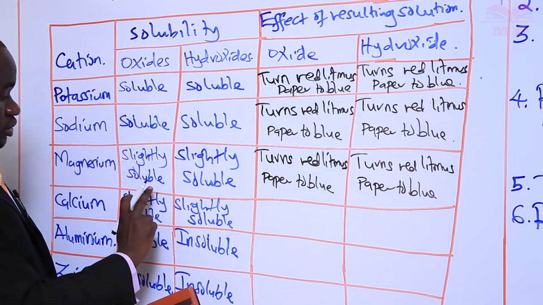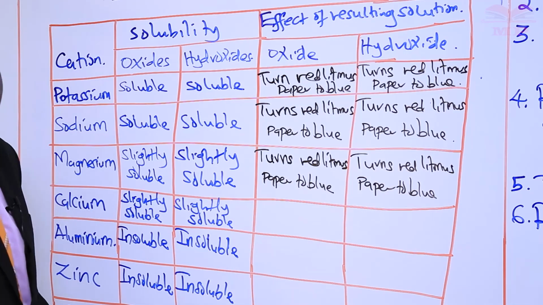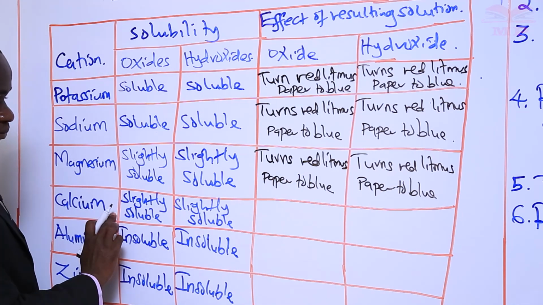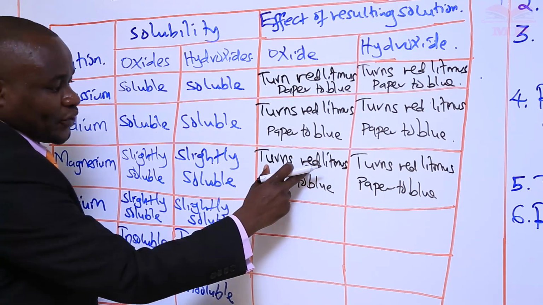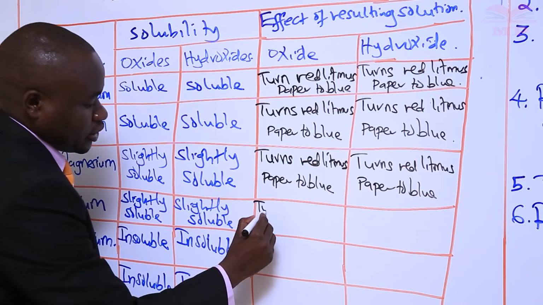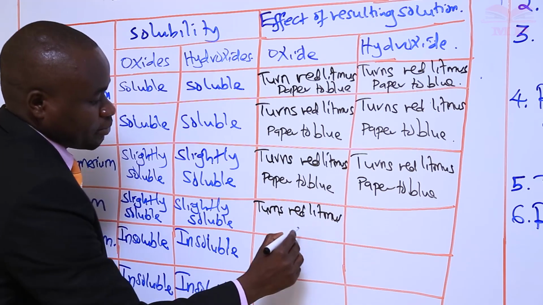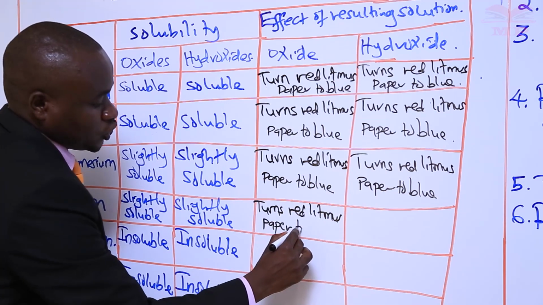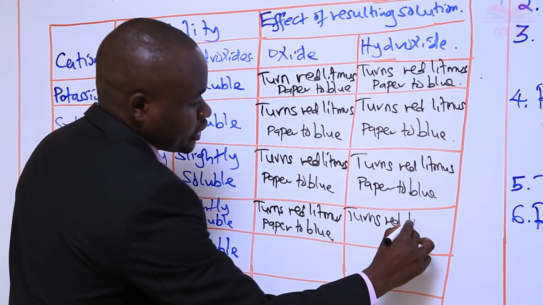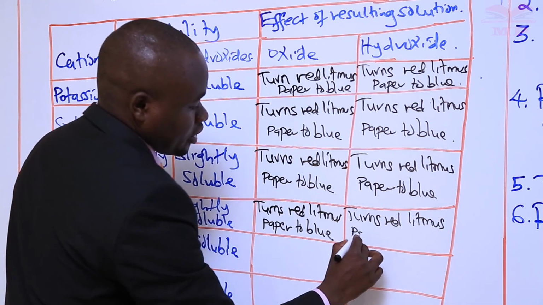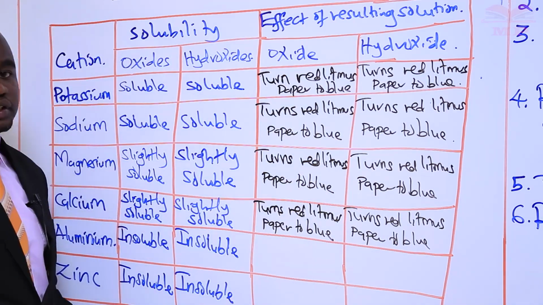We are saying that because magnesium hydroxide as well as magnesium oxide is slightly soluble, part of it will dissolve. The same applies to calcium. It will also form a basic solution, and that solution we expect to turn red litmus paper to blue. So the same observation: it will turn red litmus paper to blue. We're saying the reason is because there is formation of a basic solution.